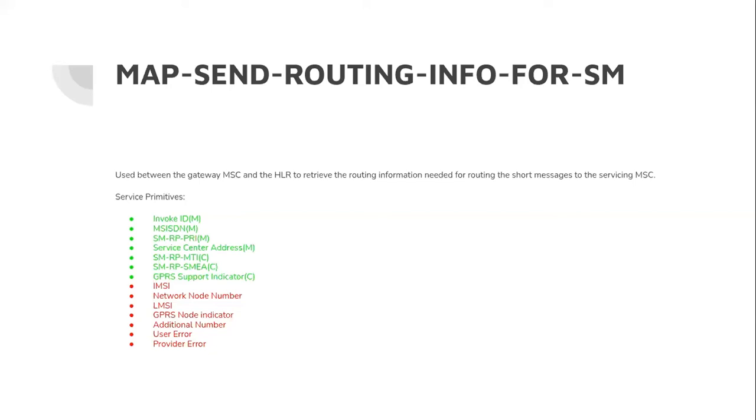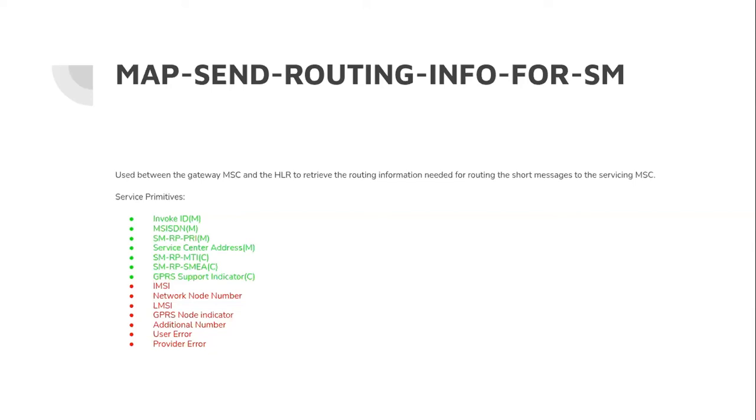So part of the request would include the invoke ID, the MSISDN, the SM-RP-PRI, which we said is a flag for whether to just push whatever is in the MWD, if someone is in the MWD, do you still forward the message to them? Yeah, so that's part of it. Then you have the service center address. Then you have the MTI, which is the message type indicator. Then you have SMEA, and then you have the GPRS support indicator.